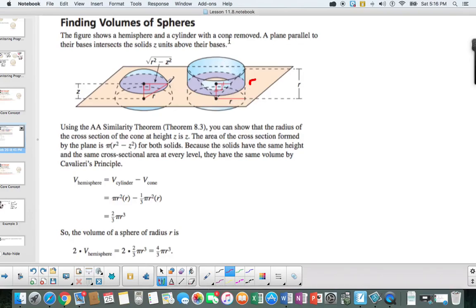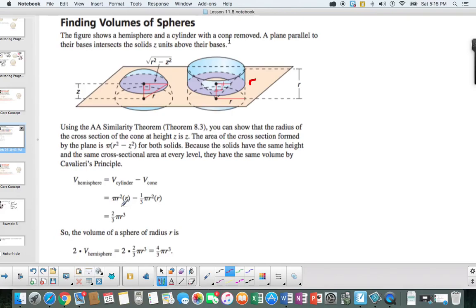And it can be shown that the area of this circle is the same as the area of what we call a washer. A washer is where you have a circle and another circle taken out of it. These two have the same area. They have the same height. So Cavalieri's principle says they must have the same volume. So this hemisphere is actually equal to the volume of the cylinder minus the volume of the cone.